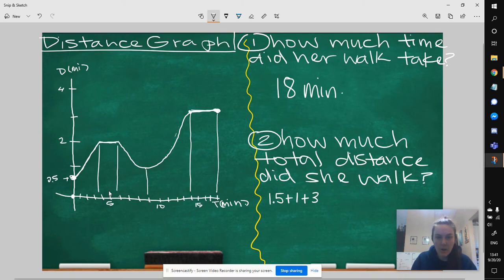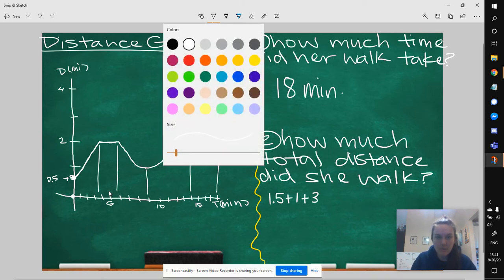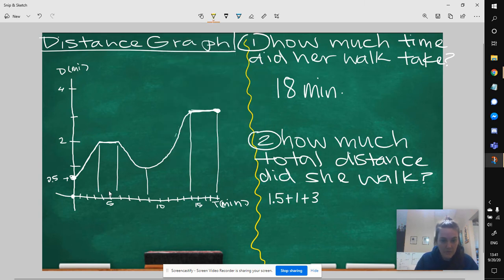So let me color code what I'm talking about here. Color yellow. I started here. Then I went to this point, so that was 1.5 miles. I went from here to here, which was 1 additional mile. Then I went from here to here, which was 2 additional miles. I did say 3, so I'm glad we checked our work.